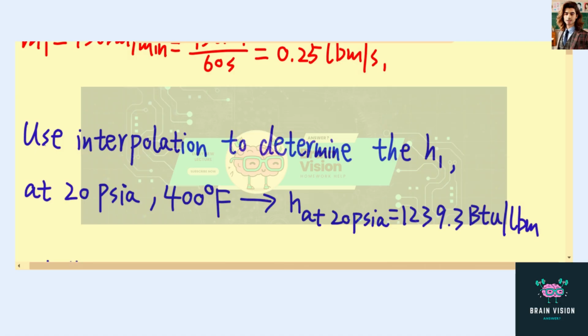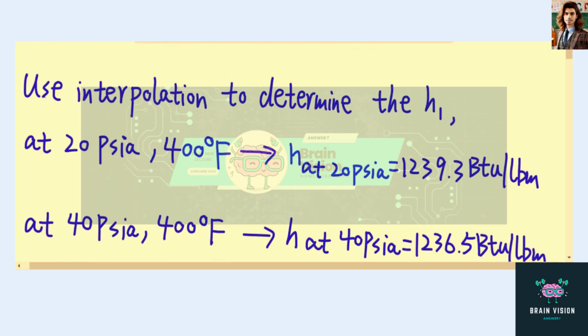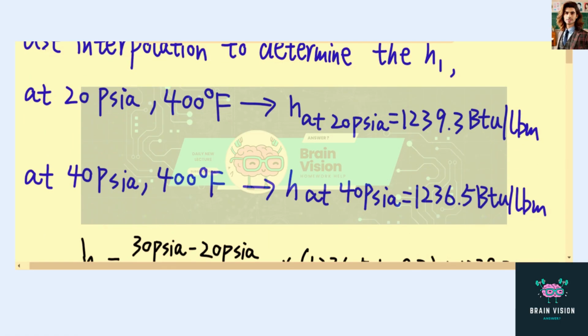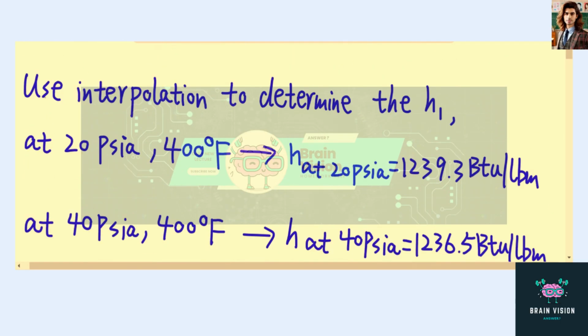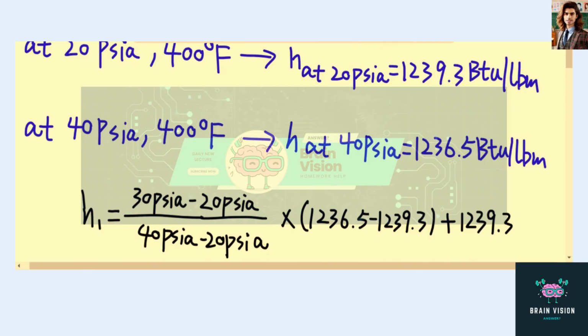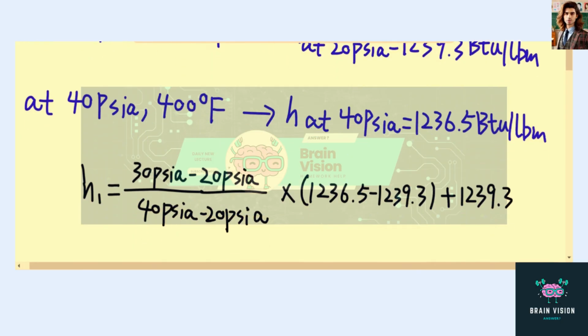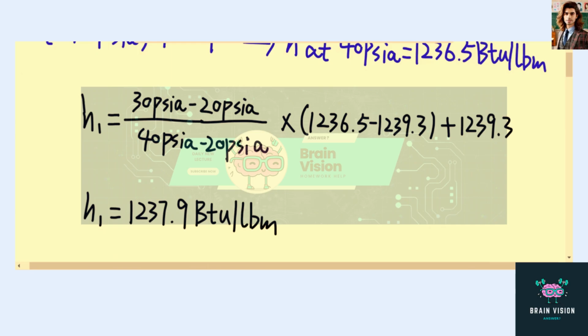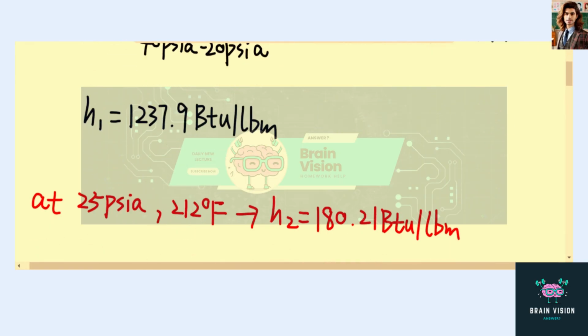And so therefore, at 20 psia and 400 degrees Fahrenheit, we found that the corresponding enthalpy is 1239.3 British thermal units per pound mass. And then at 40 psia, 400 degrees Fahrenheit, the corresponding enthalpy is 1236.5 British thermal units per pound mass. And the 400 degrees Fahrenheit here, we know is the inlet temperature for the steam, okay? So eventually we can use the interpolation equation here, and then we'll get the initial enthalpy for the steam is about 1237.9 British thermal units per pound mass.